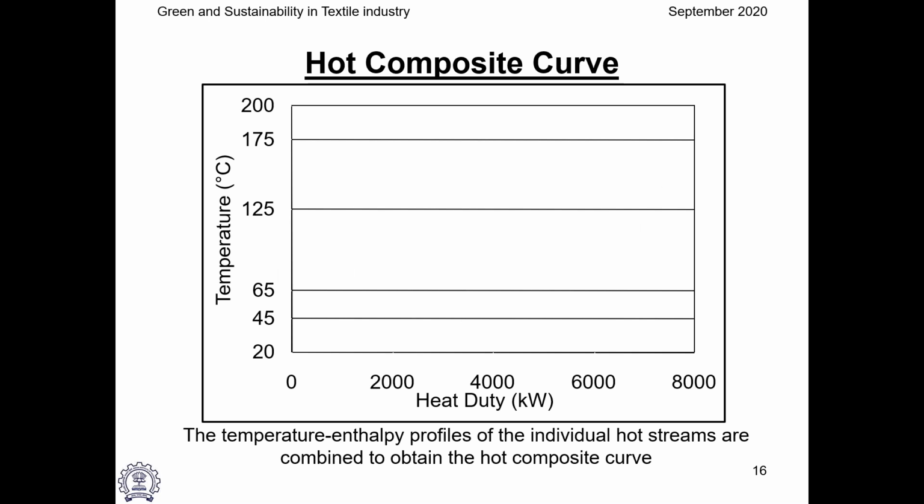If you remember the stream data, we have H1, which starts from 175, goes to 45, with a heat duty of 1300. I represent this out here. What is happening again? It starts from here, that is 175. It ends out here at 45 degrees centigrade. This is the direction of this particular stream, in such a way that this difference is 1300. Okay, that's the way we have written it down.